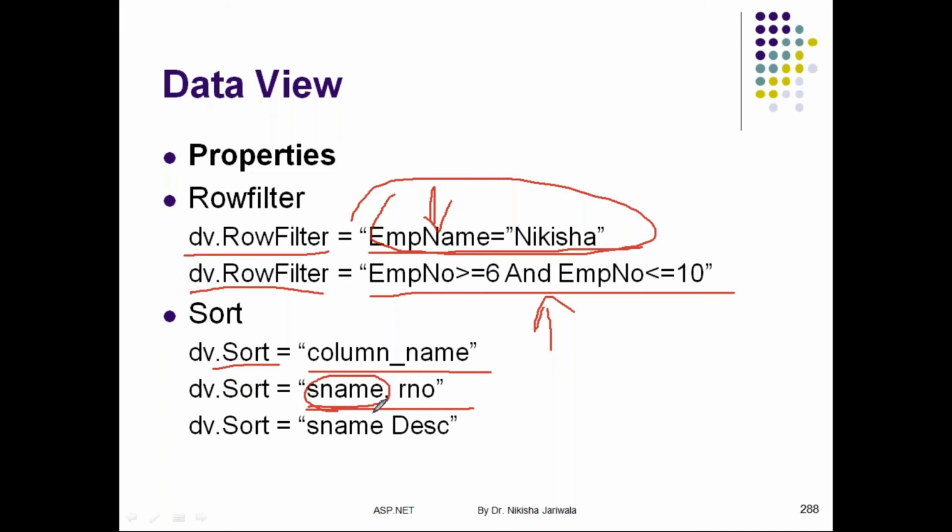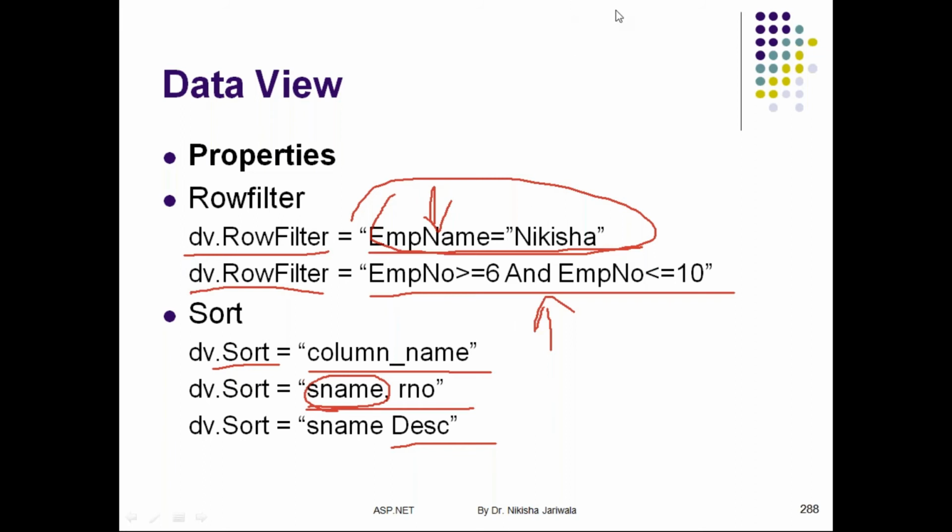By default, we need to remember that the sorting will obviously be done in ascending order. But if we want to perform sorting in descending order, then we can use the DESC keyword. Over here I have specified dv.sort equal to s name, that is the student name, and I want to perform sorting in descending order, so I have specified the DESC keyword.